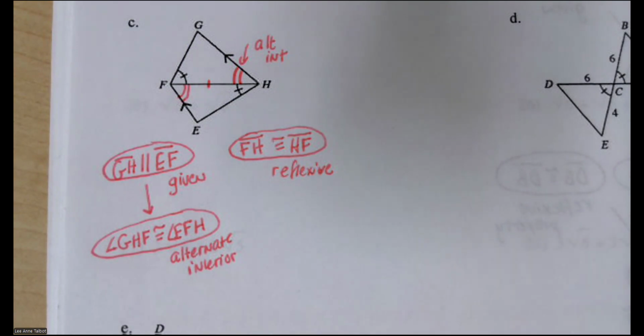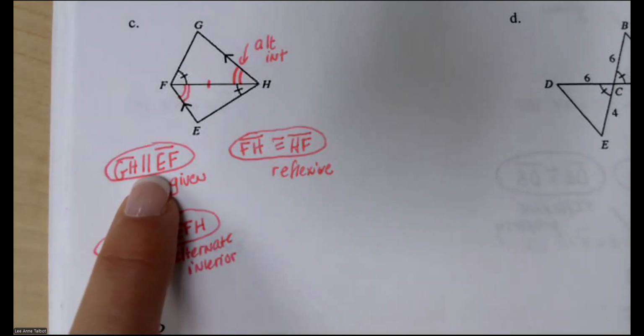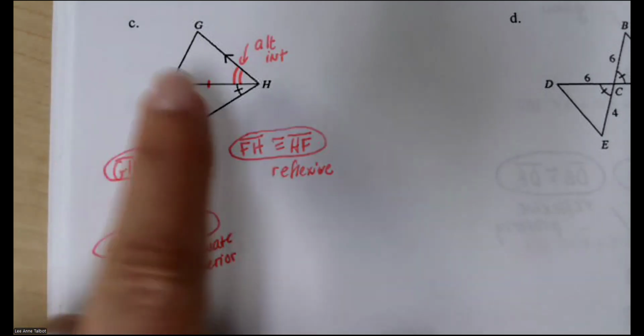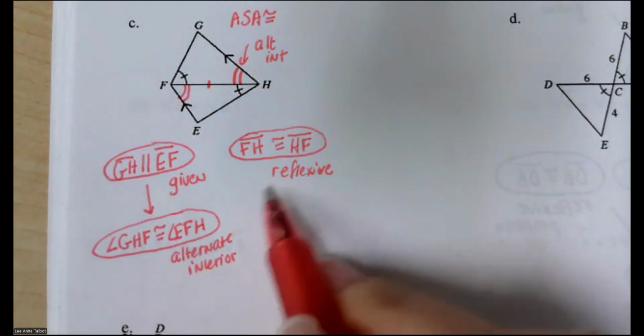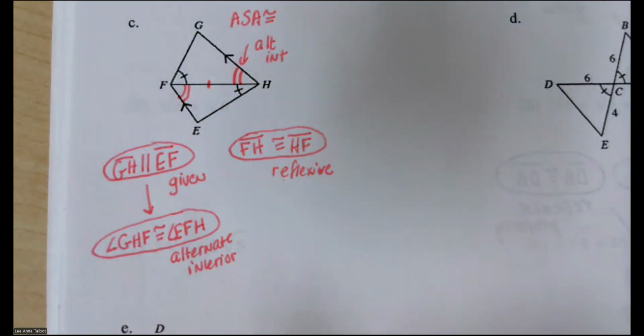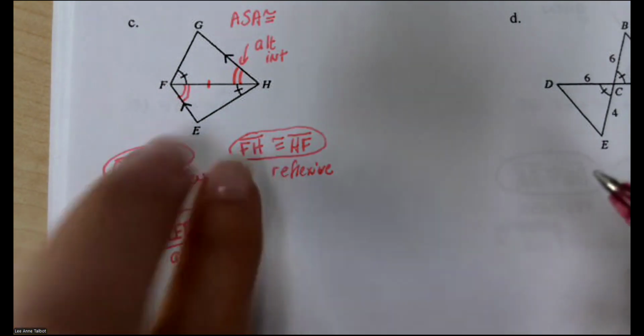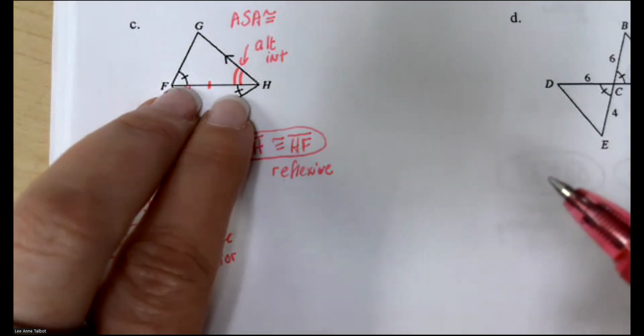Does anyone see anything else on the picture? I've got two things done. I need three. There's something else on the picture we haven't used yet. We did the parallel. That's true. It is angle side angle. I need the other angle to get that. I've got angle side. What's the other angle? Isn't it the given one? It's right here. We forgot the given.